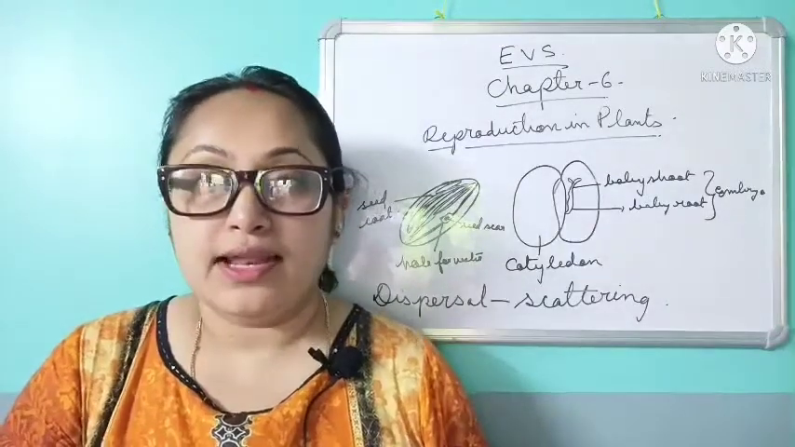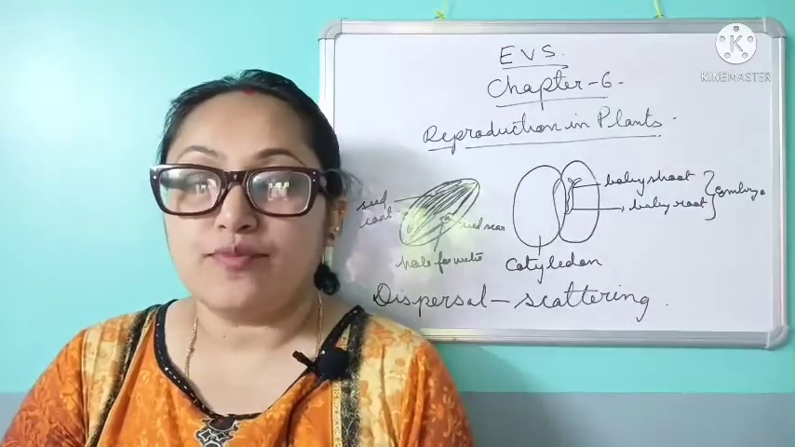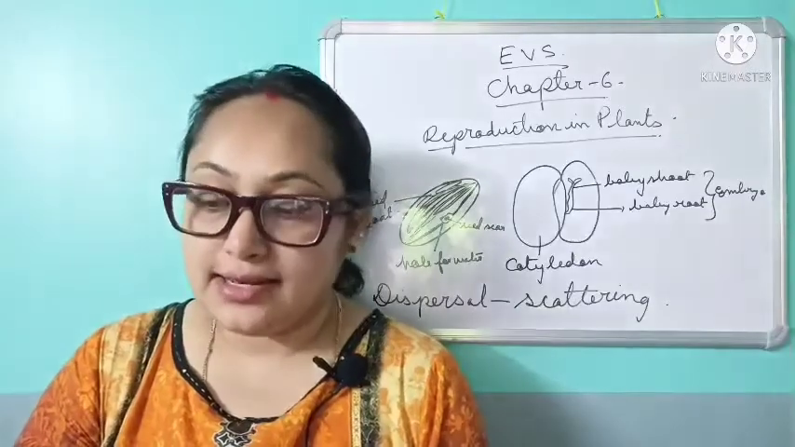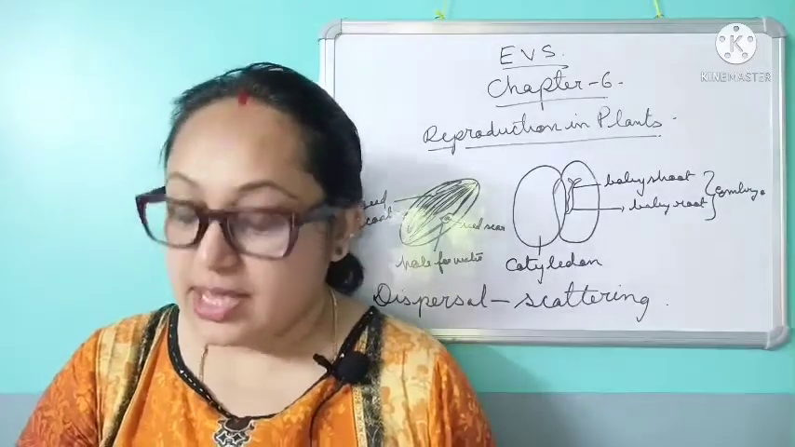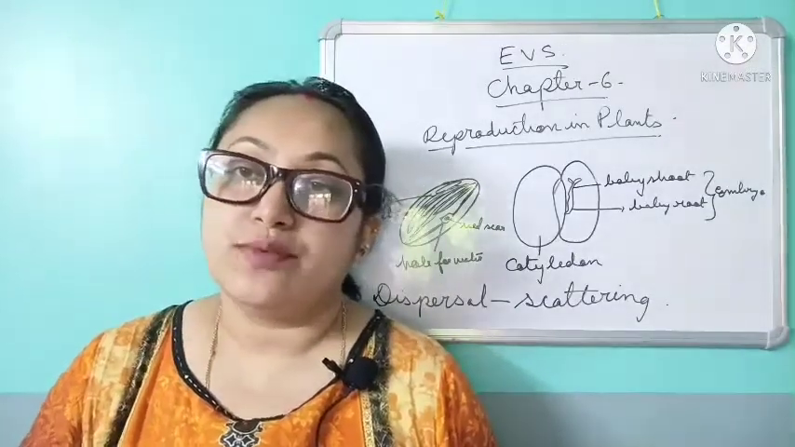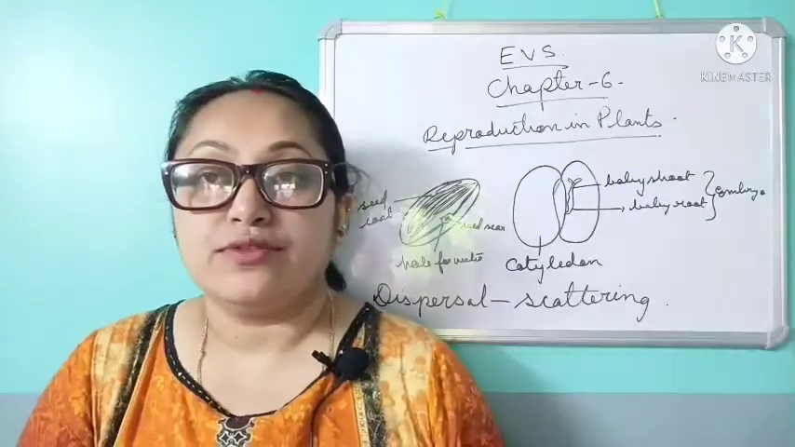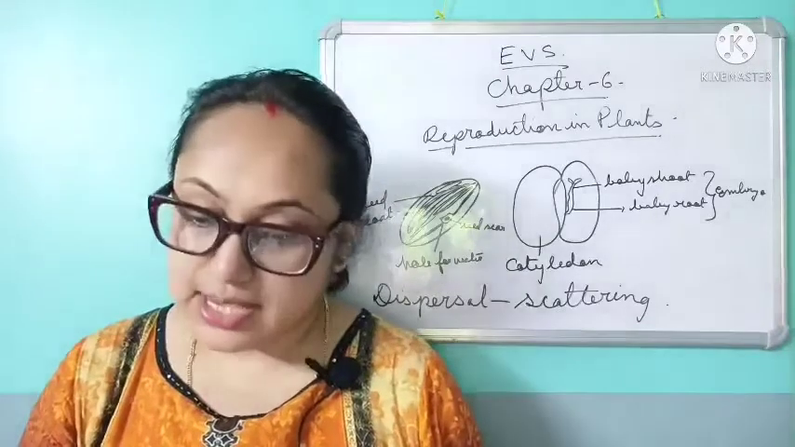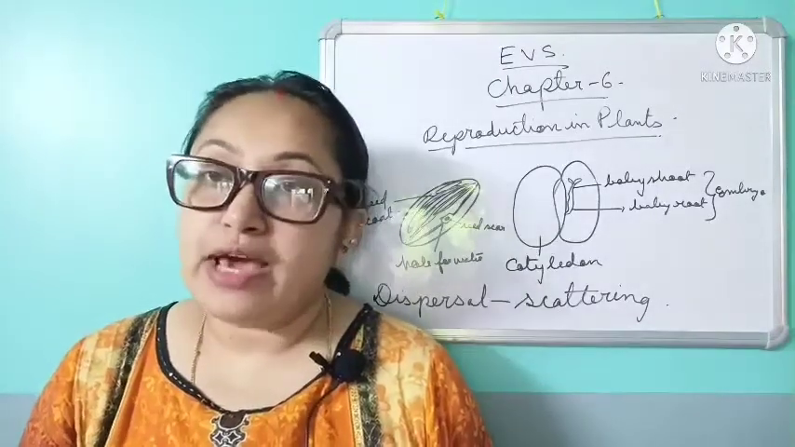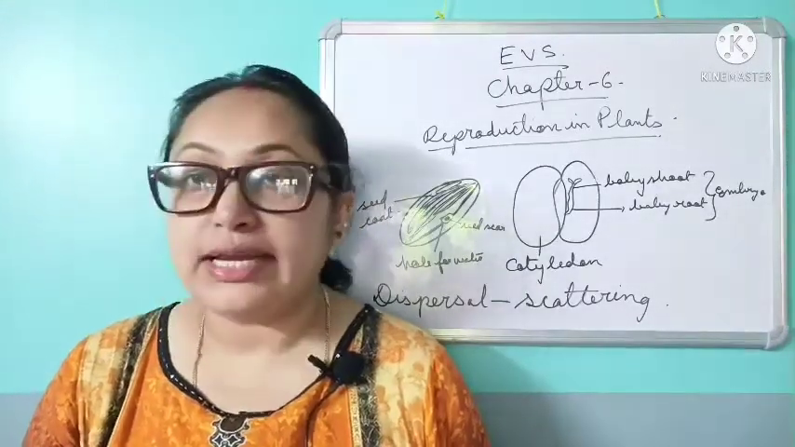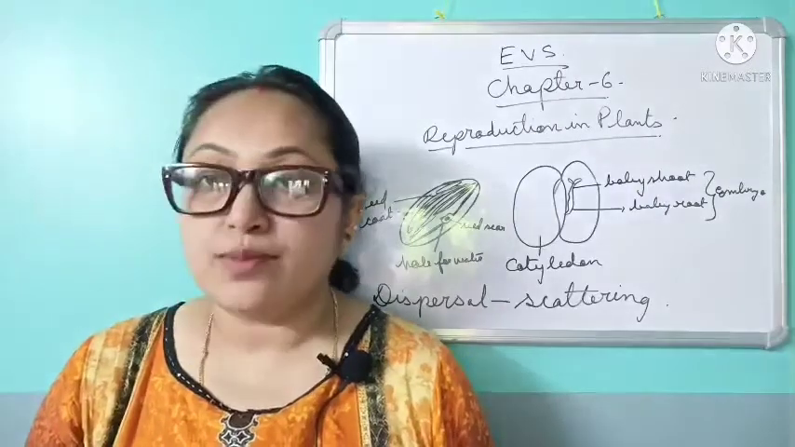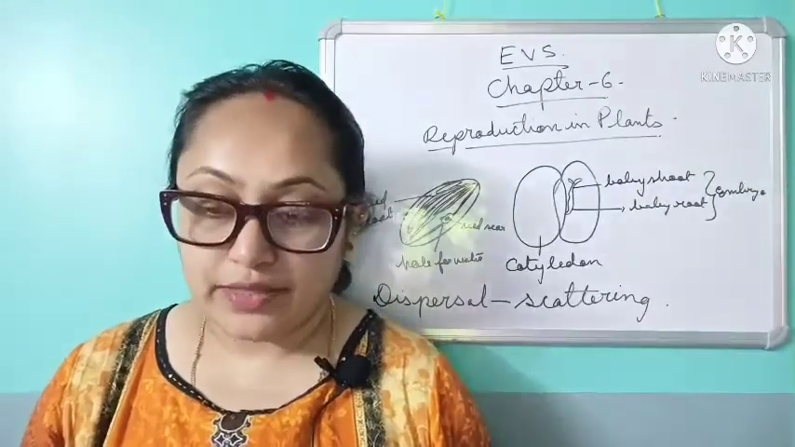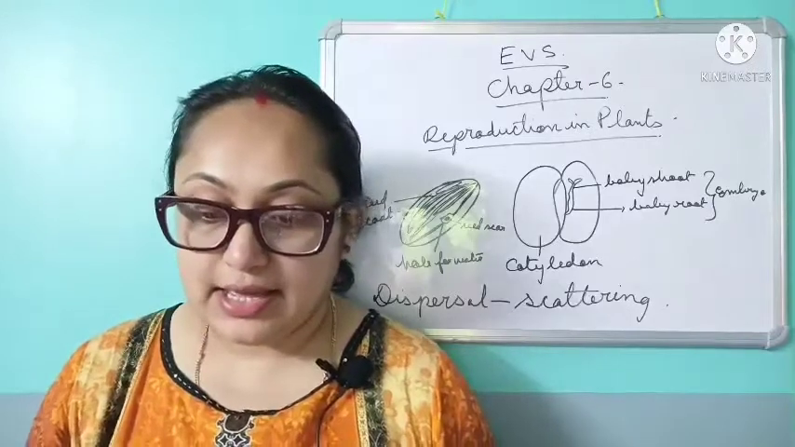So in the last class we discussed reproduction of plants, that is chapter number 6, and we also discussed reproduction from the stem, reproduction from the leaves, and reproduction from the roots, is it not? So today we'll discuss the structure of a seed, that is on page number 43. So students, take out page number 43. The structure of a seed.